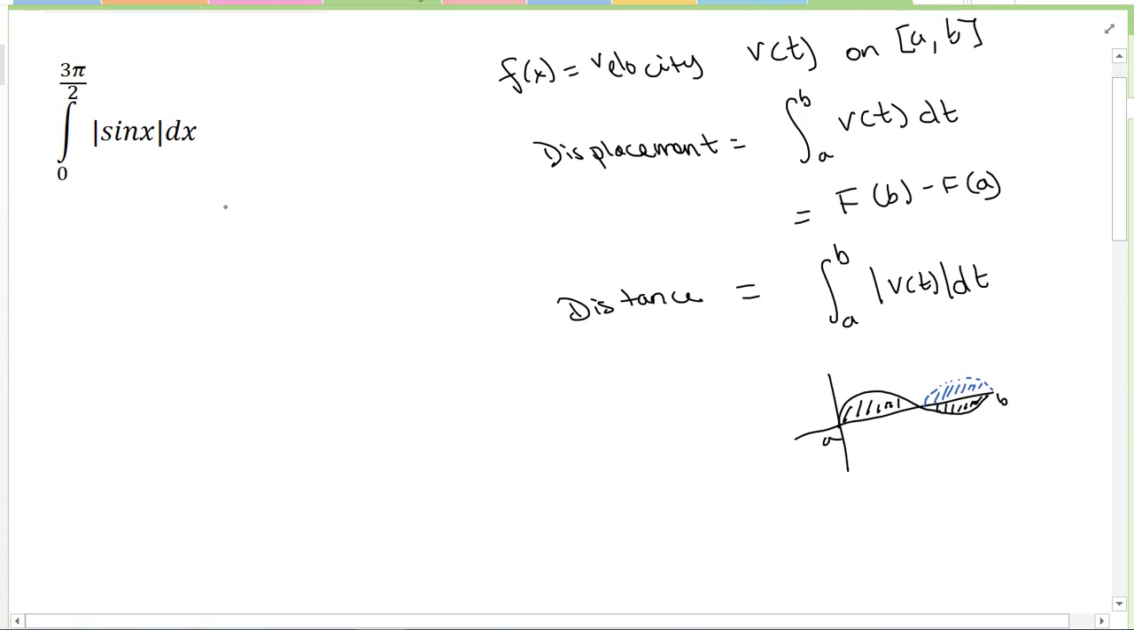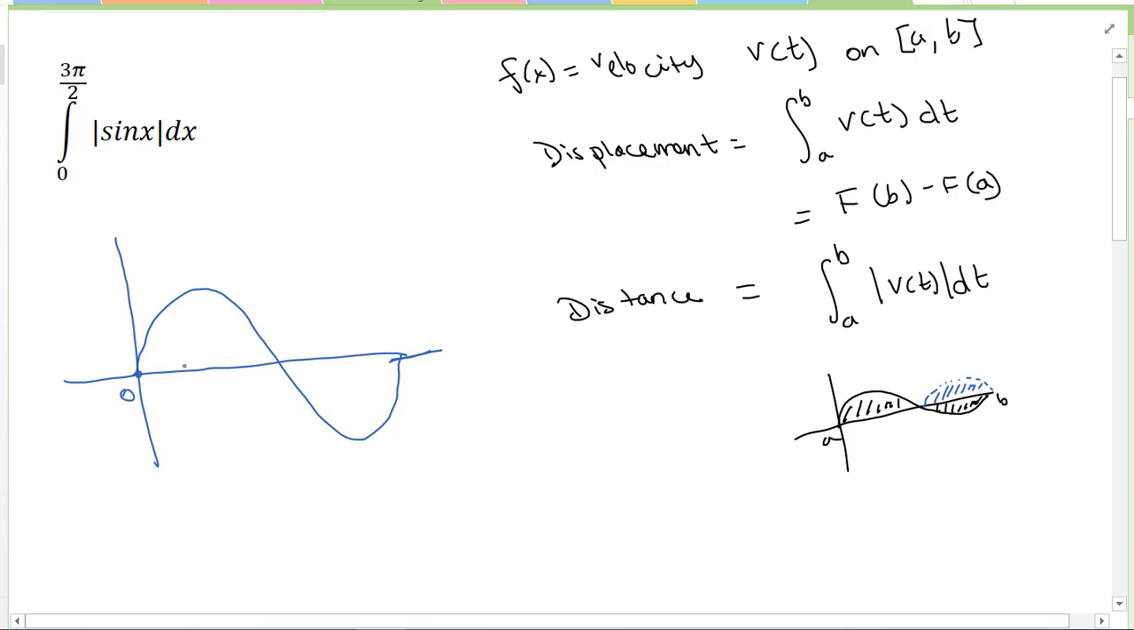So for this function, even though it's not asking about a distance, it is the absolute value, so you've got to think about sine x. When is it above the x-axis and when is it below the x-axis? And so usually a graph helps, and if you look at the feedback that I gave in your quizzes, I said draw a graph of sine x and then do it from there.